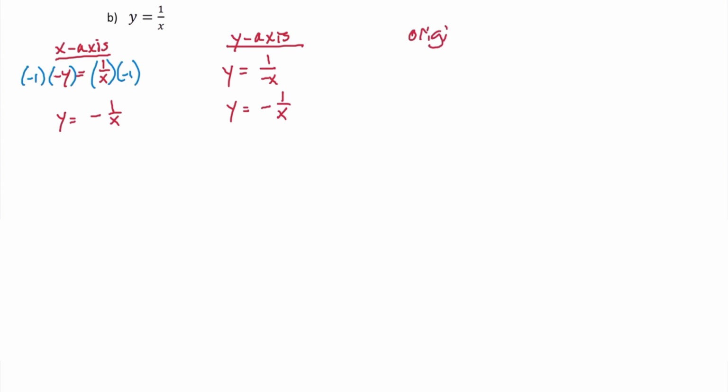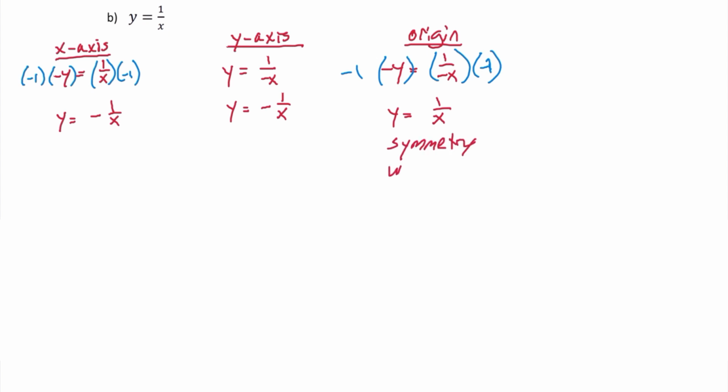Finally, the origin. To test it algebraically, we replace y with -y and x with -x. To help us make it look like the original, or at least attempt to make it look like the original, we'll multiply both sides by -1. We get y equals 1 over x, which is the original. So it looks like we have symmetry with respect to the origin.